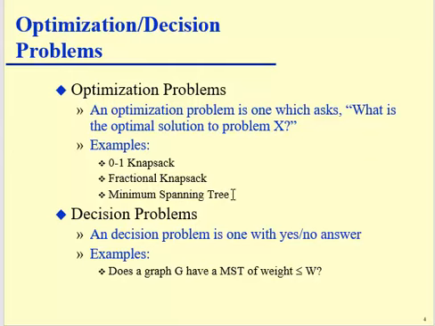Now the same problem can be converted into a decision problem. And what would be the decision problem for this? Does a graph G have an MST of weight less than or equal to W? That will become a decision problem because the answer will be either yes or no. If the weight of this tree can be less than or equal to W, then the answer will be yes. Otherwise, the answer will be no.